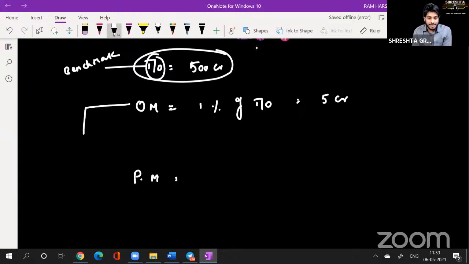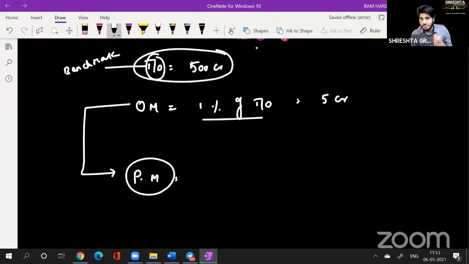Now, how much is the performance materiality? Once you calculate overall materiality, you need to determine performance materiality. Performance materiality will be determined based on various factors. First of all, it's a matter of professional judgment. Here I took 1%, you may take 0.5%, somebody may take 1.25%, somebody 2%. It depends upon the risk appetite of the auditor. Overall materiality is 5 crores, right? Let us assume I will fix 60%. Generally, as a corporate rule, performance materiality will be set between 50% to 90% of overall materiality.